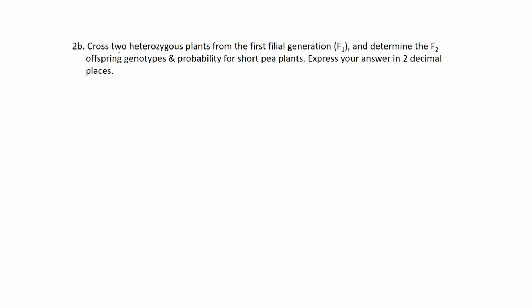Okay, cross two heterozygous plants from the F1 generation. So of course we're going to need the first question, question 2 there. And we know that half of the offspring had capital T, little t. So we're going to take two of those F1 generation offspring, again heterozygous, meaning different, and we're going to cross those and come up with an F2 generation.